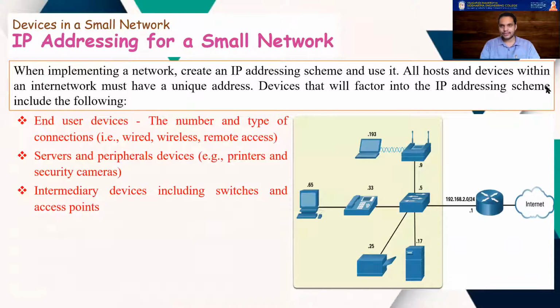Okay, then comes the IP addressing. We have studied IP addressing in our module 6 and in our earlier modules. So you have to carefully plan a network. Once you have your IP address, you can subnet it also. Generally, a network administrator takes into consideration the end user devices, the servers or peripheral devices, and also the intermediary devices, which include your switches, access points and routers.